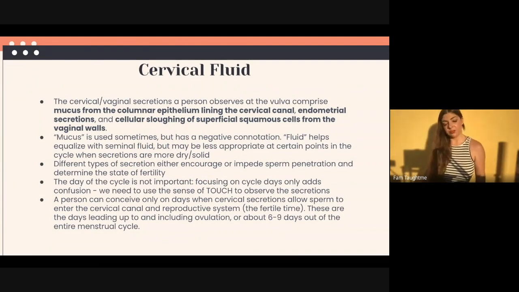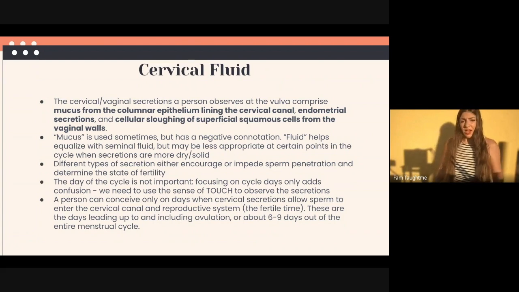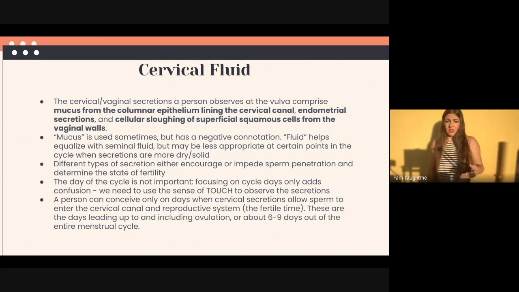Then we look at cervical fluid a different way, through more of a touch observation. We observe the cervical fluid right at the vulva. What you may be seeing at the exterior of your vaginal opening could be a number of different types of fluid. The first is potentially mucus that comes from the lining of the cervical canal, or cervical mucus, as we call it, cervical fluid. Then there are also endometrial secretions, like a little bit of ovulatory spotting that you might see, so you may see some secretions that actually come from your uterus. And then you also have the cellular slough that comes from the cells of the vaginal walls, which we call vaginal cell slough.